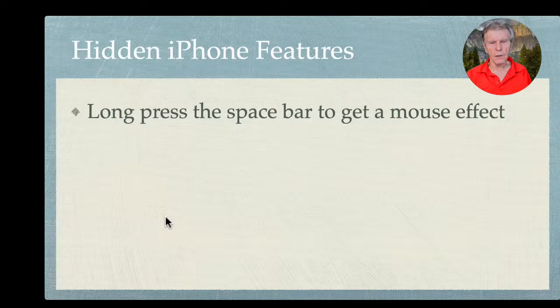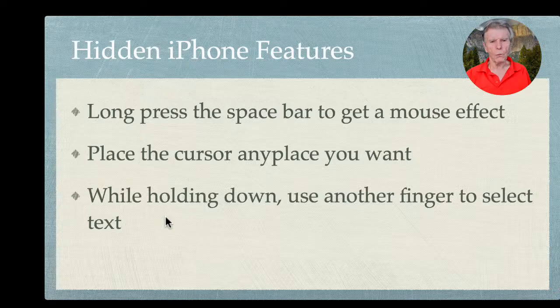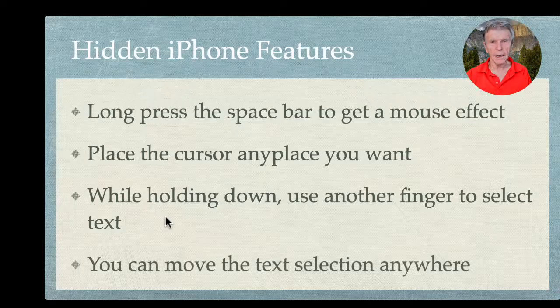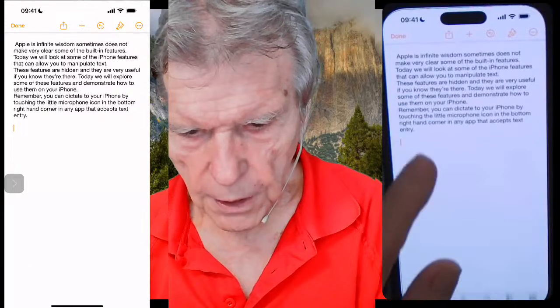So, as you probably know, and if not, it's now time to find out, you can press the space bar and get a mouse effect. That'll place the cursor anywhere that you want. And then, while holding that down, use another finger to select text. And then you can move that text anywhere you want. So let's see how that works. So here we are with our sample text.